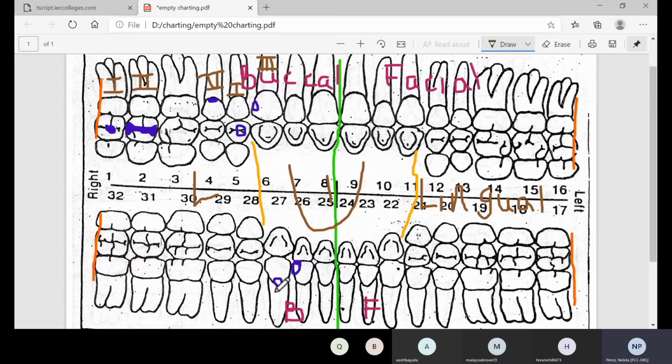So this one is at the gum line. Who remembers which one is at the gum line? What class? 5. Good, 5. At the gum line is 5. Again, it doesn't matter if it's composite, like 27, or amalgam, like 4. They're both at the gum line. The gum line is right here where these lines are. Okay, these are the gum lines.